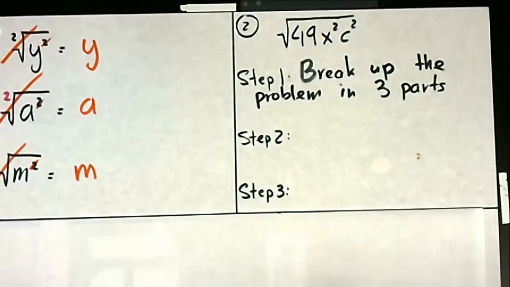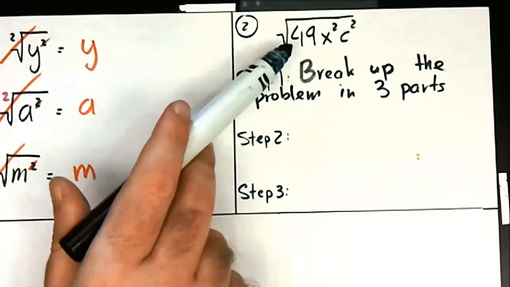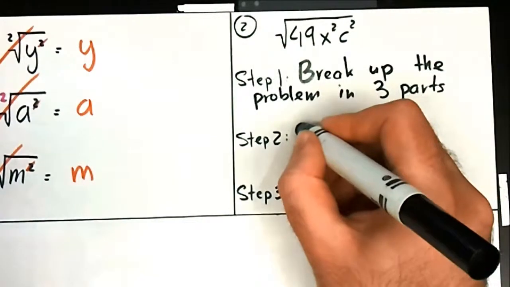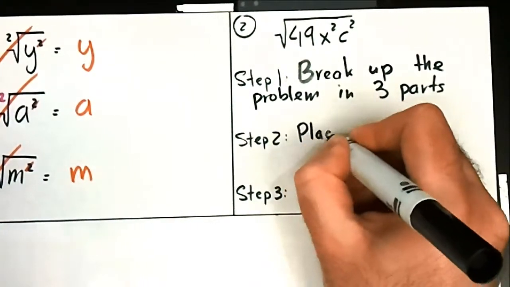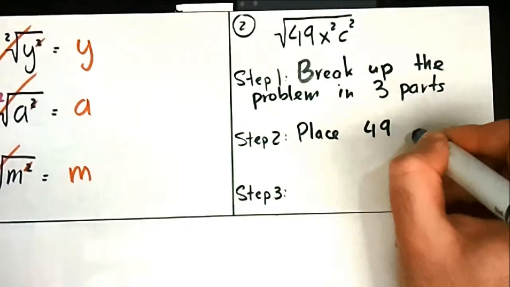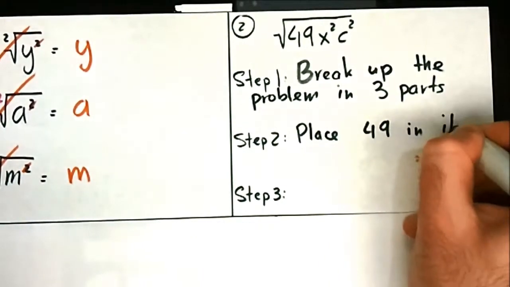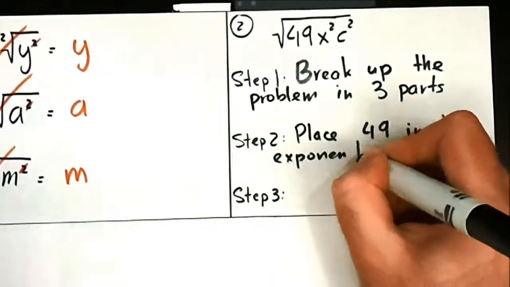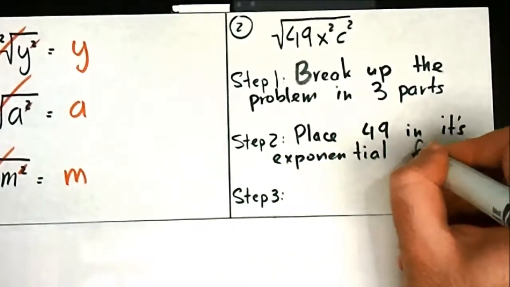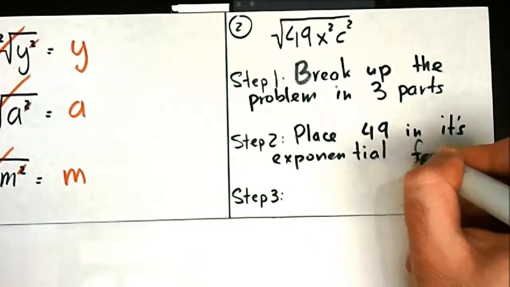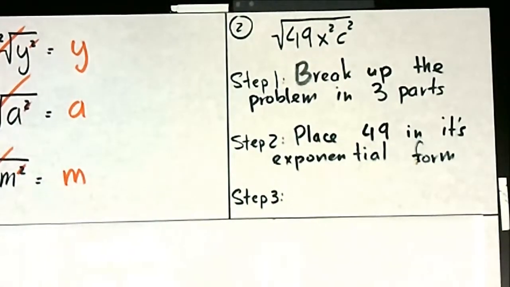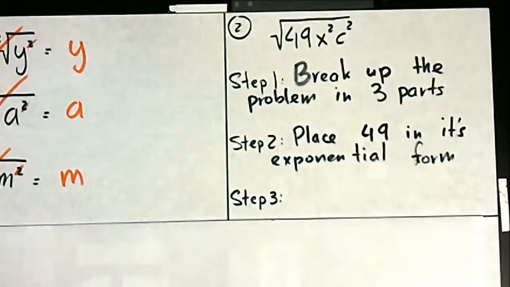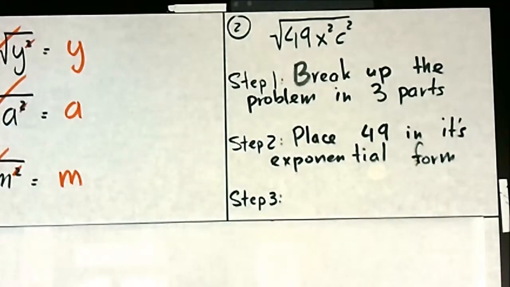Well, my second step would have been, after I broke this problem up, to get the exponential form of 49, or put 49 in exponential form. So put or place 49 in its exponential form. And again, this is just one thing you could have written there, not necessarily all the answers are going to look exactly like that. That's just what I choose to write.